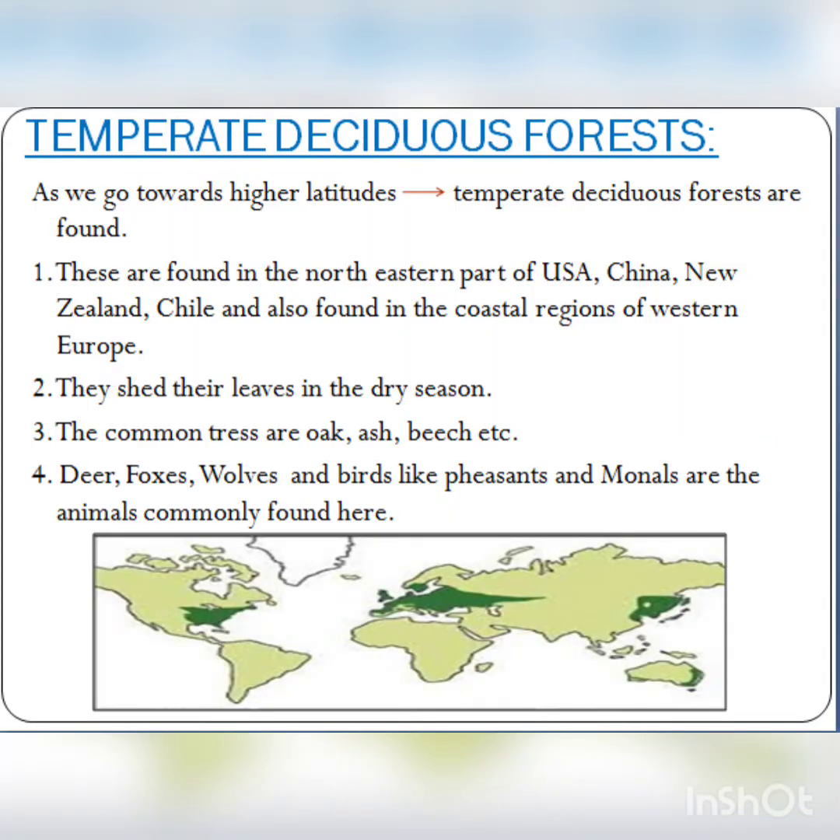Temperate deciduous forest. As we go towards higher latitudes, temperate deciduous forests are found. These are found in the northeastern part of USA, China, New Zealand, Chile and also in the coastal region of Western Europe. They shed their leaves in the dry season. The common trees of this forest are oak, ash, beech, etc. The animals found in this forest are deer, foxes, wolves, and birds like pheasant and monals. And in the map the green marked portions represent temperate deciduous forest.